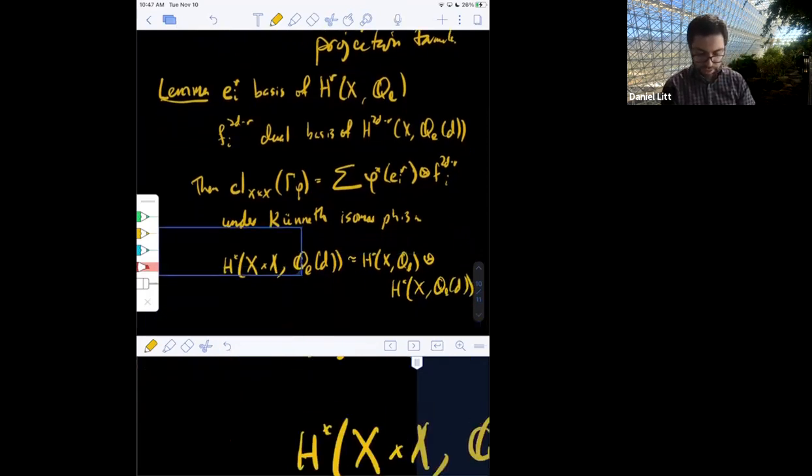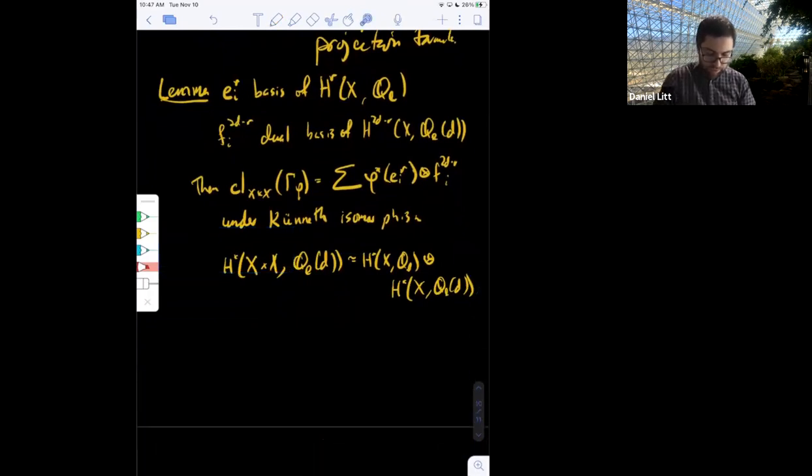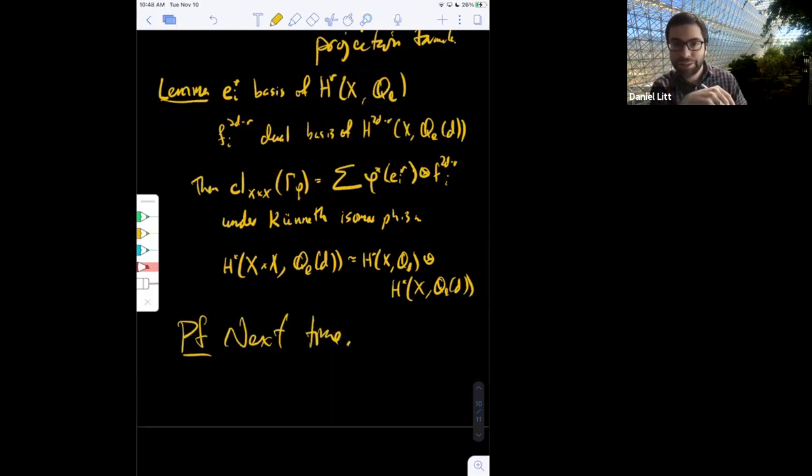So what is this saying? It's saying that this choice of a basis and a dual basis actually gives us a basis of the cohomology of the product just via Künneth. So e_i tensor f_i^{2d-r} is a basis of this, e_i tensor f_j is the basis of this. And here we're writing this cycle class in terms of this basis. Okay, so this is almost tautological. I'll give the proof next time, but I don't think I have time to do it in the remaining 3 minutes. This is also doable as an exercise, and you should give it a try before next time.